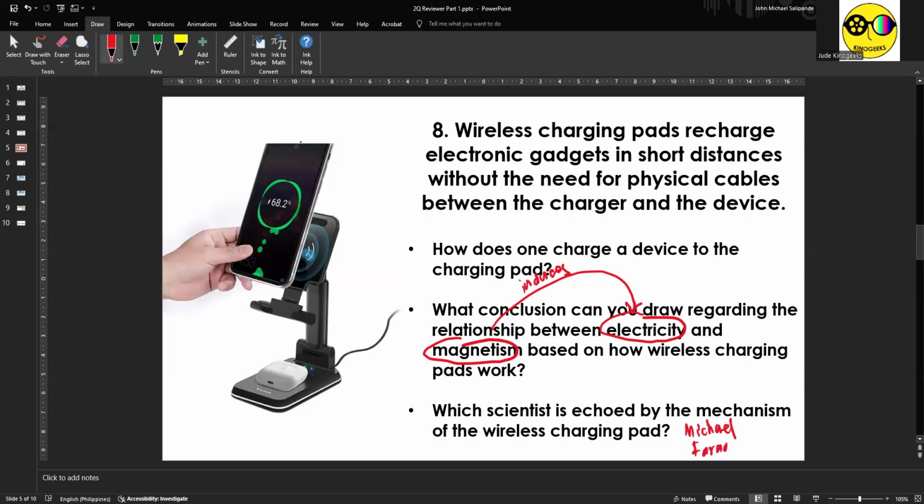Just to clarify, no, Faraday did not invent wireless charging pads. He's long dead, even before, no? So centuries before. I'm just saying that the principle of magnetism powering electricity was conceptualized by Michael Faraday. Okay, so let's now move on to the next slide.